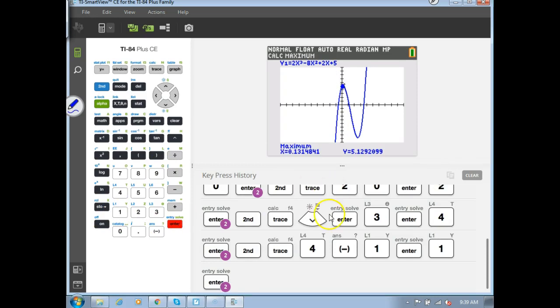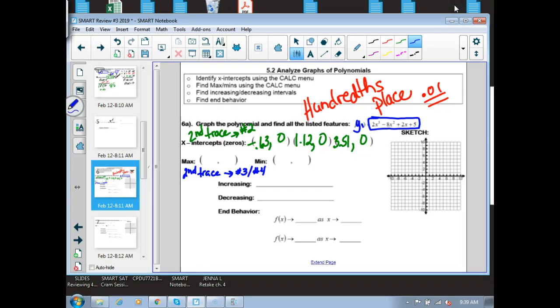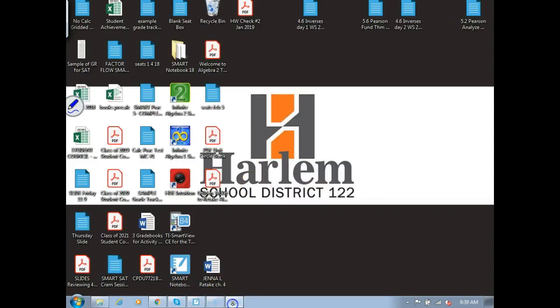This time I need you to write the whole ordered pair rounded to the 100th place for both. So 0.13, 5.13. And then similarly, you're going to find the minimum using the minimum finder.